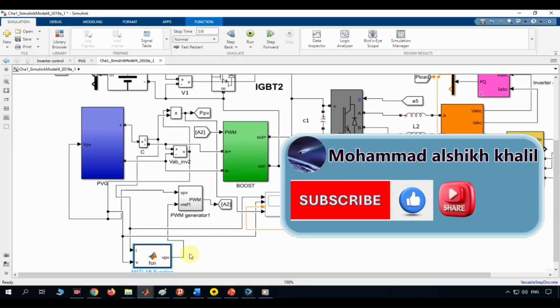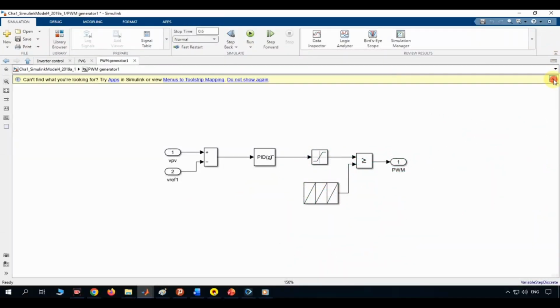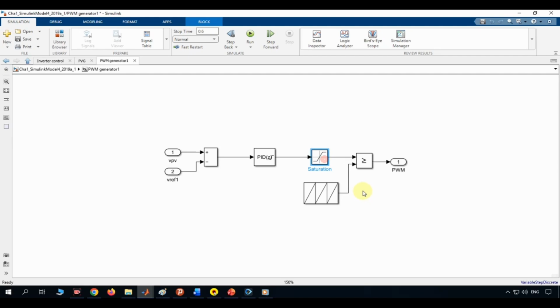That target voltage gets handed to the PWM generator, which compares it against the array's actual measured voltage, runs the error through a PID controller, clips the result to a safe range, and finally compares it against a fast sawtooth carrier wave to produce an actual switching pulse train. That pulse train drives the boost converter's switch directly.